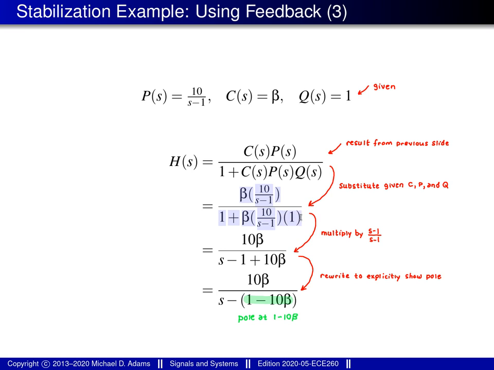We can then multiply the numerator and denominator by s minus 1 to obtain this next line. And lastly, we can rewrite this rational function to explicitly show its pole. In particular, it has a pole at 1 minus 10 beta, which gives us this last line. So now we have an expression for h of s, which is given by this particular formula here. And this is the result that we were trying to show.